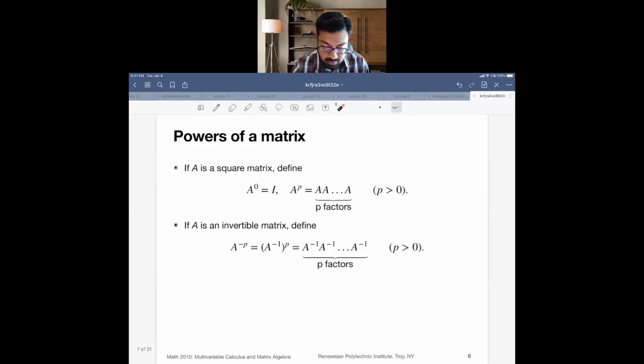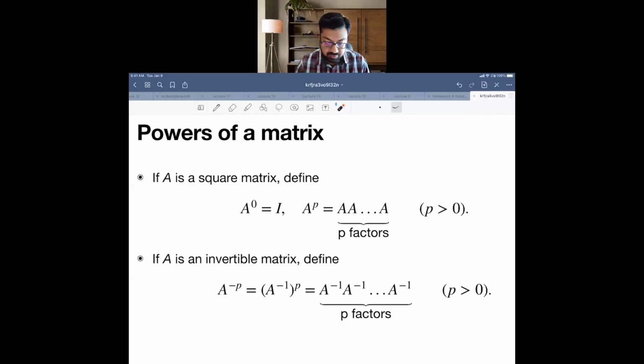Okay. The powers of a matrix. So what if I want to raise a matrix A to the 0th power or 2nd power, 3rd power, and so on? So if A is a square matrix, A raised to 0 will be an identity matrix. A raised to P is going to be P factors of A, matrix multiplied by A, and so on, P factors of that, when P is greater than 0. So this is where you have A raised to P, right? So A raised to 2, 3, 4, and so on.